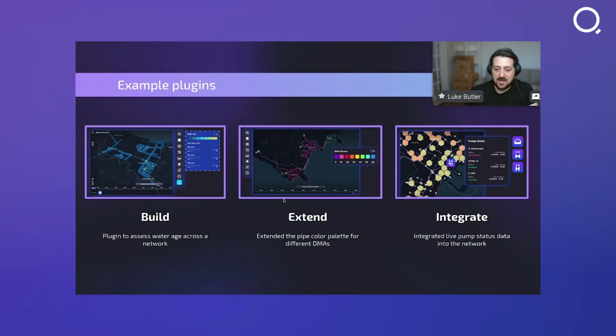That's true. For extend, maybe you have a personal preference on how the colors of DMAs should look. That would be possible too. You could trace out the network and change individual colors. One of our developers built this DMA viewer plugin. We haven't released it, but we've done it internally to help us see where each of those metered areas start and end. Or, as I said, you could integrate live data.